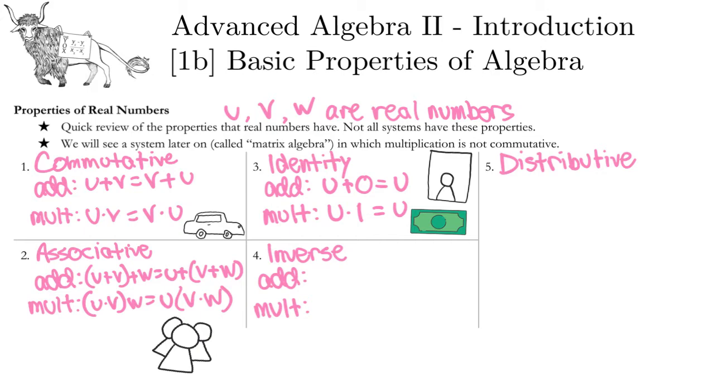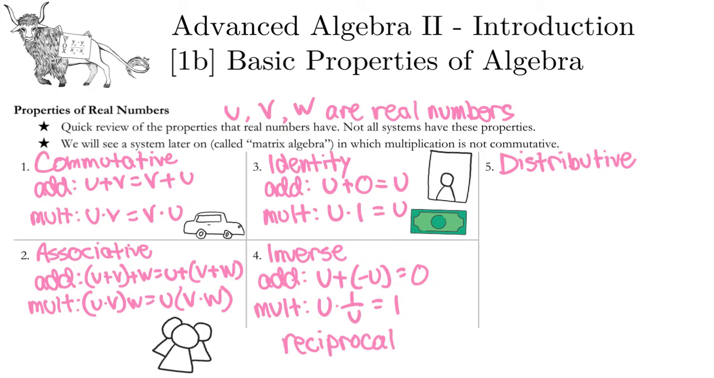And the inverse property also has 2 parts, addition and multiplication. For addition, we have U plus negative U is equal to 0. As far as addition is concerned, negative U is the inverse of U. And for multiplication, we have U times 1 over U is equal to 1. What that means is 1 over U is the inverse of U. But be careful. In math, we usually say 1 over U is the reciprocal of U, because when we talk about functions, inverse means a different thing.